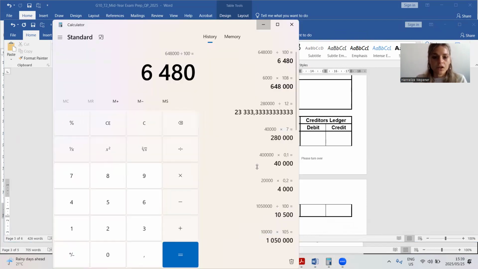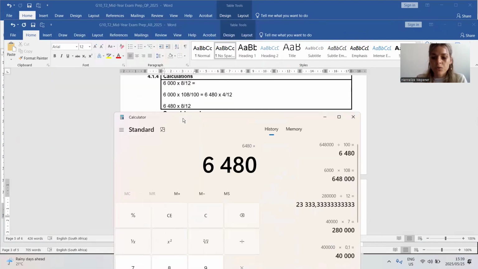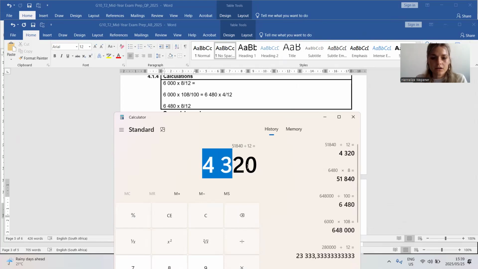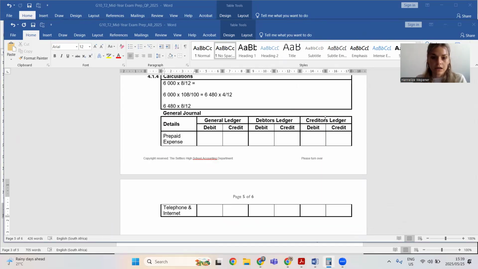Right. So 6,480, 8 out of the 12 months was prepaid. So 4,320. I'm going to show that as a prepaid expense asset. And I'm going to say that I need to remove this from my telephone and internet account or then Wi-Fi account. We won't be too strict on that if we don't give you the specific account name.